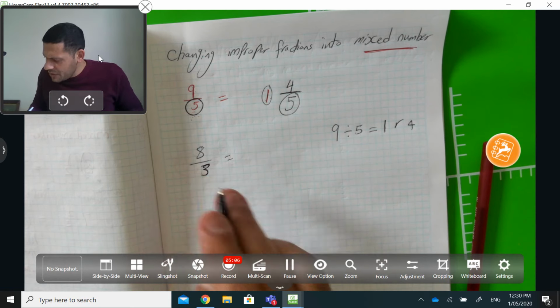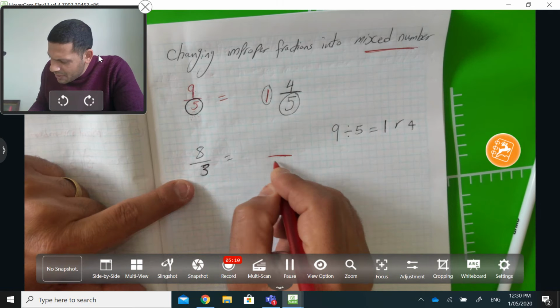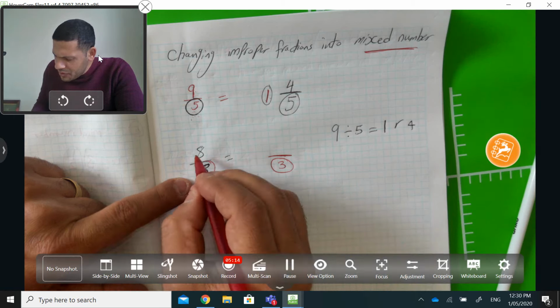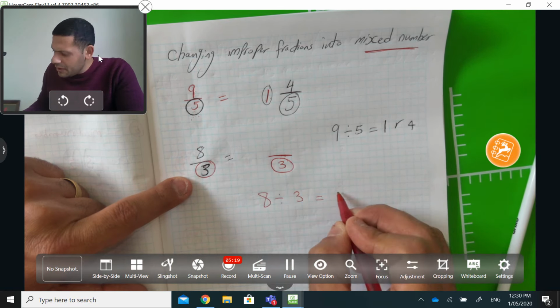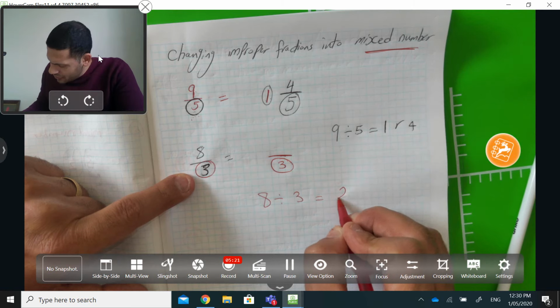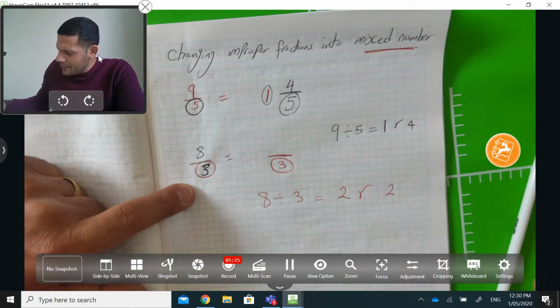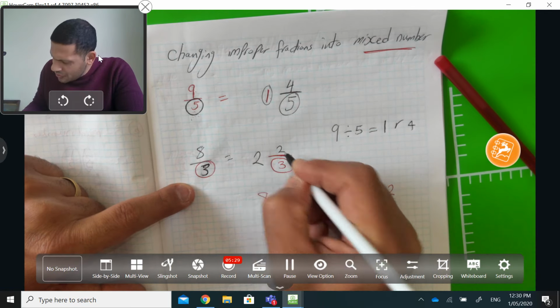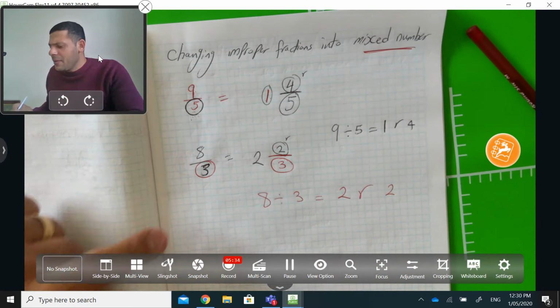How about the second one here? 8 divided by 3. Yes, put a fraction, keep the same denominator here, guys. Second step, divide 8 by 3. 8 divided by 3 equals, yes, 2, because 2 times 3 is 6, and the remainder is 2 as well. So 2 is your answer, and the remainder here is 2. This is your remainder, and the top number is the remainder.